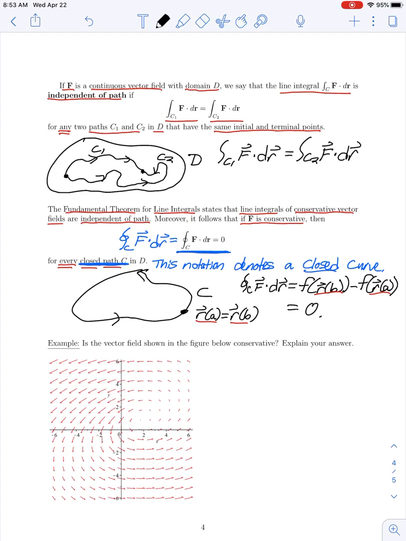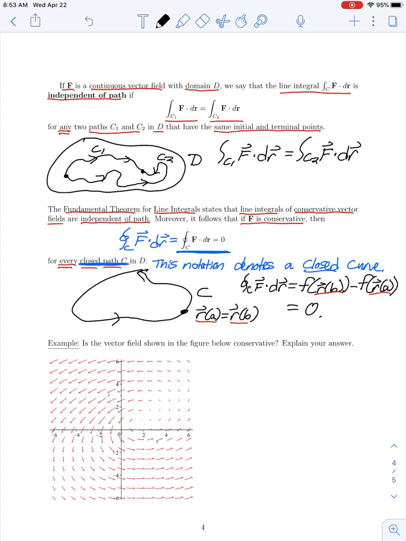For any line integral of a conservative vector field, if we're integrating over a closed curve, we must get a 0 value. So this gives us another way to determine whether a vector field is conservative. If we look at the plot of our vector field, we can see sometimes easily whether the field is conservative or not.